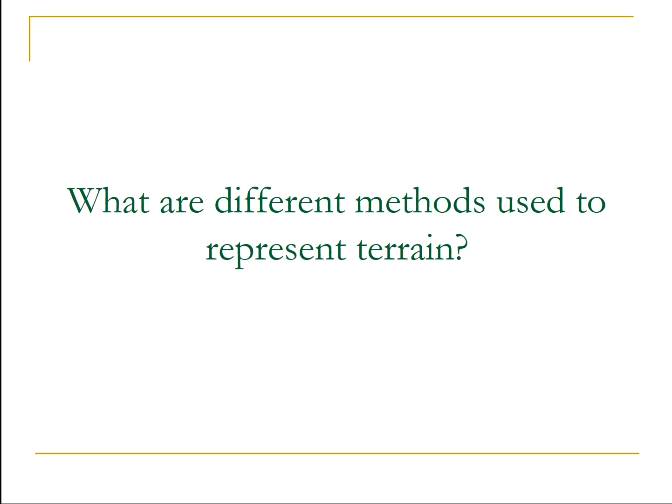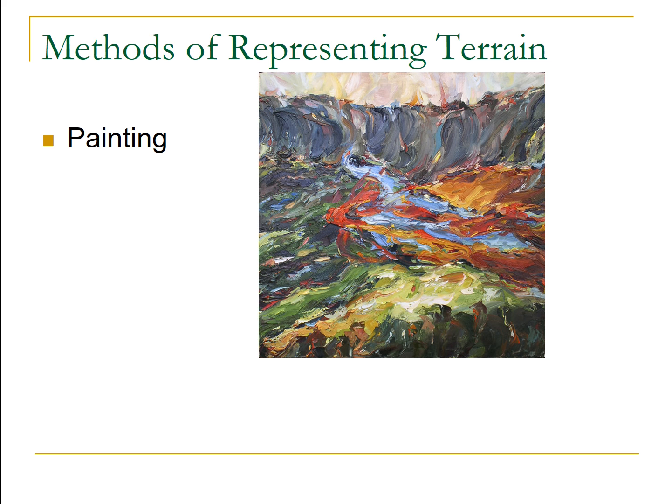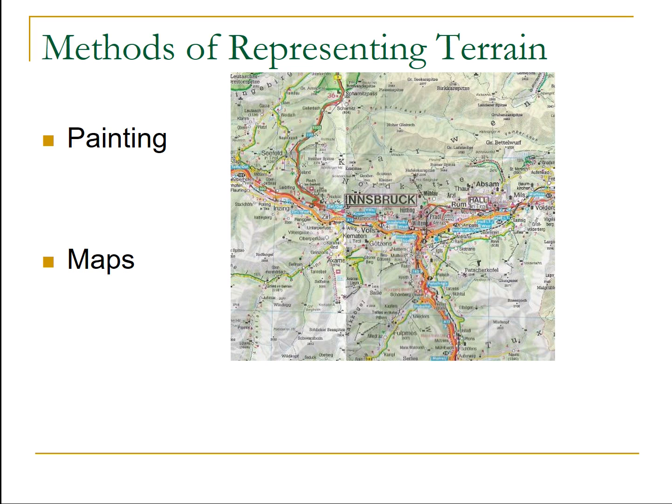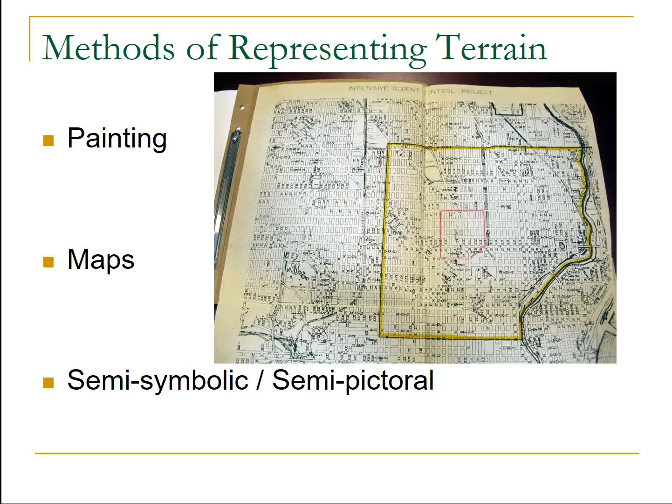So, different methods used to represent the terrain. Paintings, right? Obviously we're not going to learn painting today, but that is one of them. Maps, we often see maps representing the terrain, so we can see everything from hill shading and coloring to where the water is and just locational information.